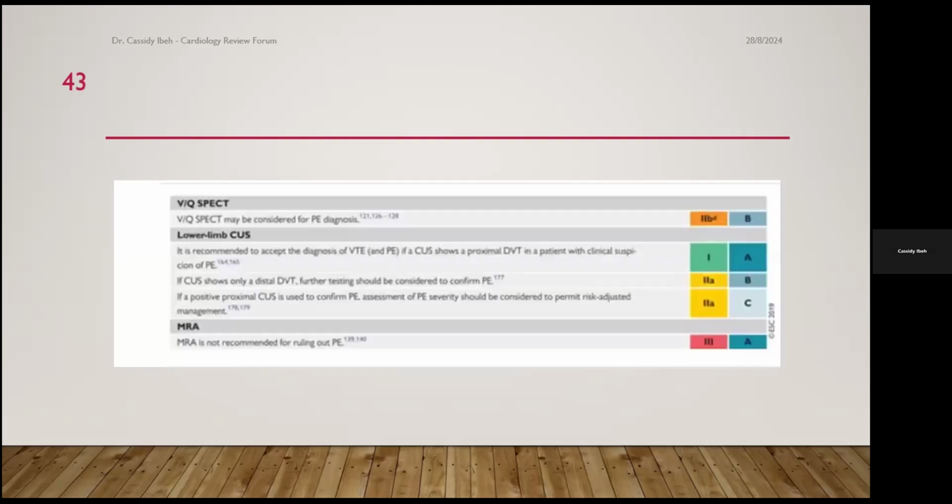Now, this shows the use of compression ultrasonography as a class 1 indication. It is recommended to accept the diagnosis of VTE or pulmonary embolism if the CUS shows a proximal DVT in a patient with clinical suspicion of pulmonary embolism. As class 2A, if it shows only a distal DVT, further testing should be considered to confirm PE. But if a positive proximal CUS is used to confirm PE, then assessment of PE severity should be considered in order to permit risk-adjusted management. This is also a class 2A indication.